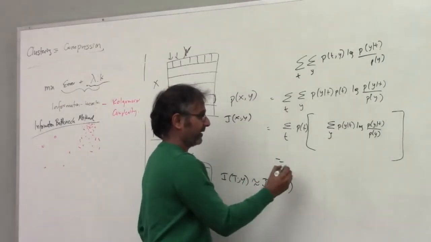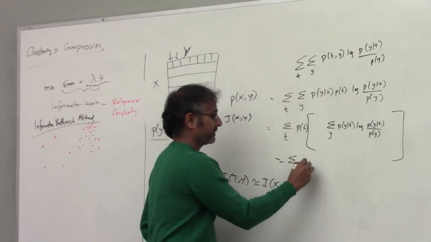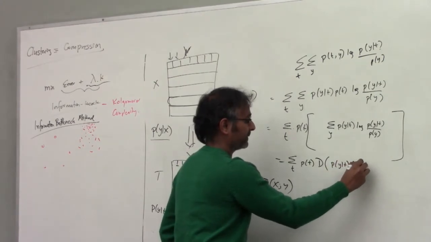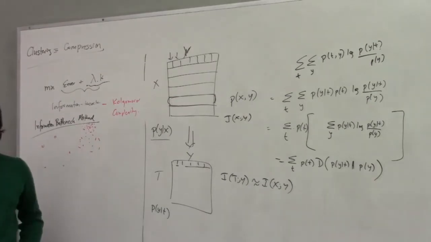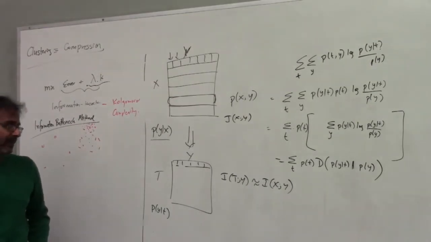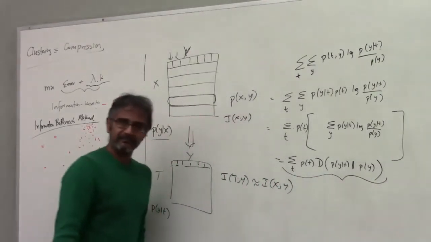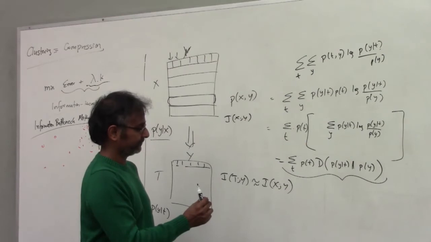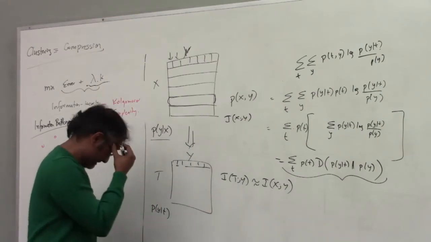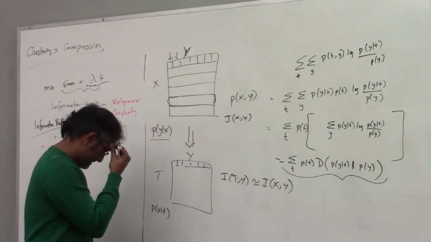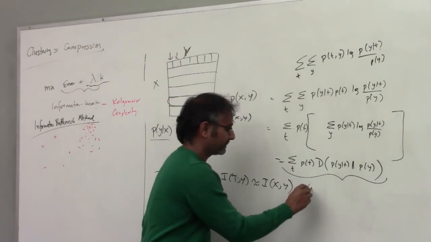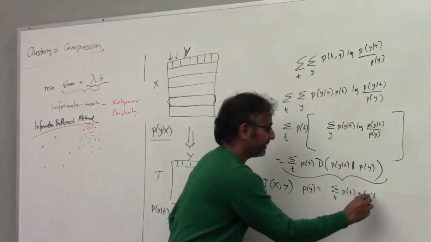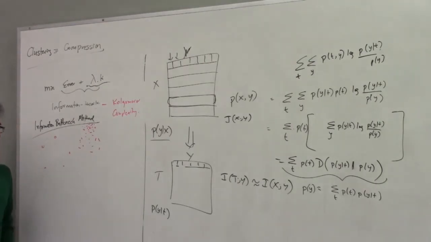Read this again, one more time, using the KL divergence. Now, what is this expression here? First of all, let's first note that P of y is equal to sigma over T, P of T, P of y given T. Okay, just by basic calculation.